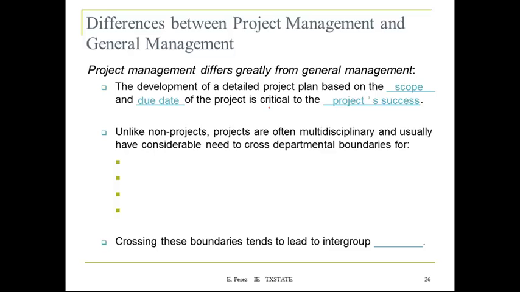Unlike known projects, projects are often multidisciplinary and usually need to cross department boundaries. And this is one of the most difficult things when you are managing a project in a company. Because sometimes you're going to need some resources that are not under your department. And you need to make sure that you get to those resources without creating any tension within the group of people. So, boundaries for technology.